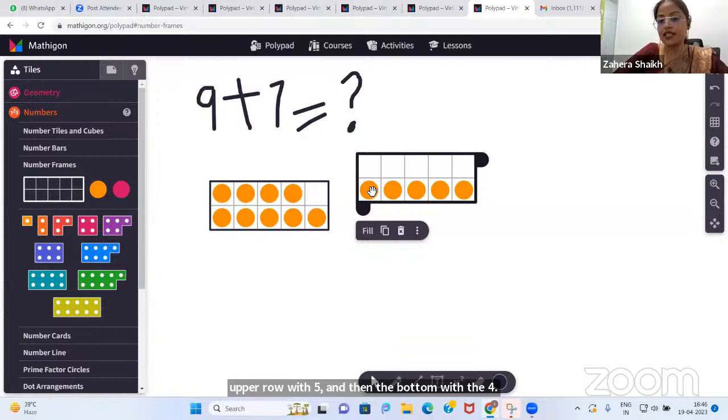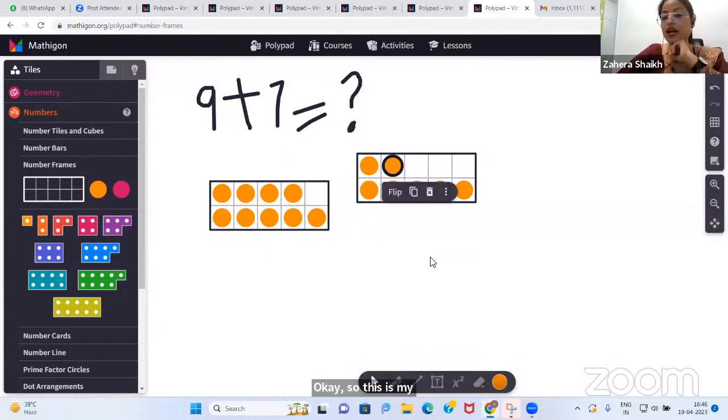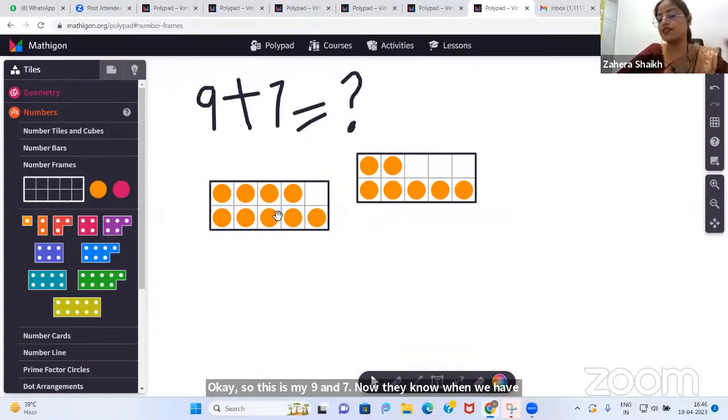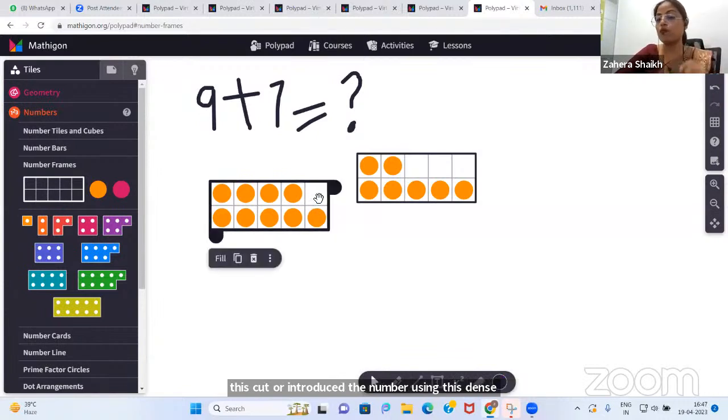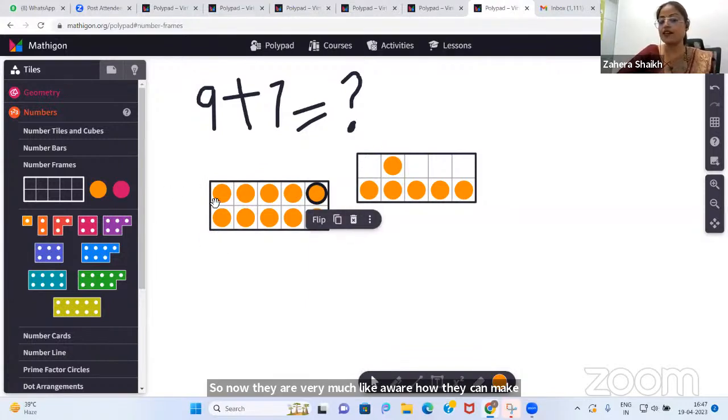But yes, they must complete one row to move out to the next row, right? Okay. So this is my 9 and 7. Now when we have discussed or introduced the number using this tens frame, they had a sense that if they put one more counter on this 9, it becomes 10, right? So now they are very much aware how they can make it 10, and they can make it a complete 10 frame, which is nothing but unitization, right?